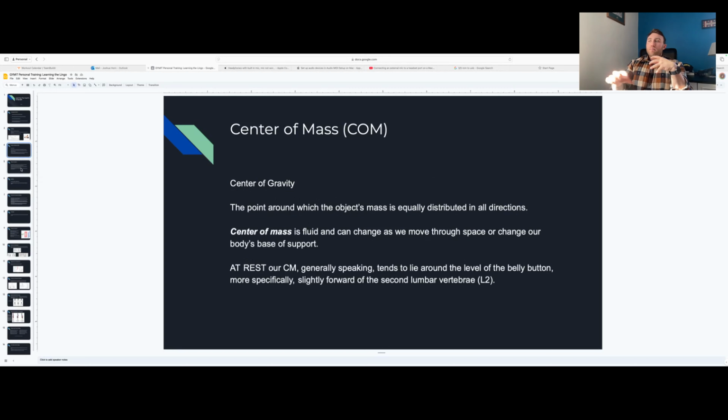So as we go back to center of mass, something I want to hit on is, at rest, our center of mass tends to lie around the level of the belly button, more specifically, slightly forward of the second lumbar vertebra, L2. It's really important to know that's where our center of mass is. That's where we're even in all directions, right? But remember, this is so crucial: it's going to be fluid and change as we move through space or as we change our base of support.